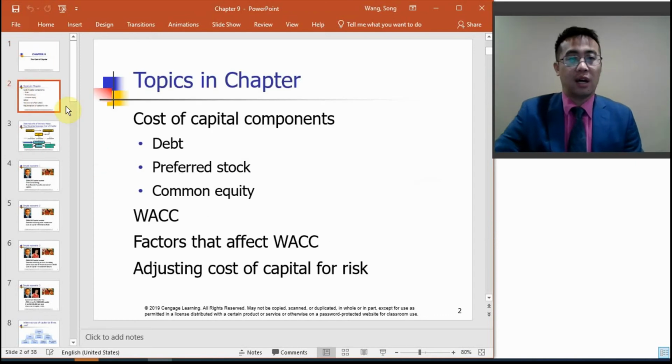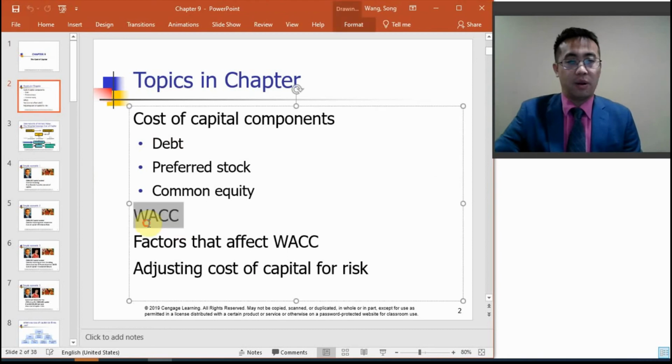Here are the topics we are going to cover. The most important part of this chapter is the weighted average cost of capital and also the factors that affect this formula of WACC.